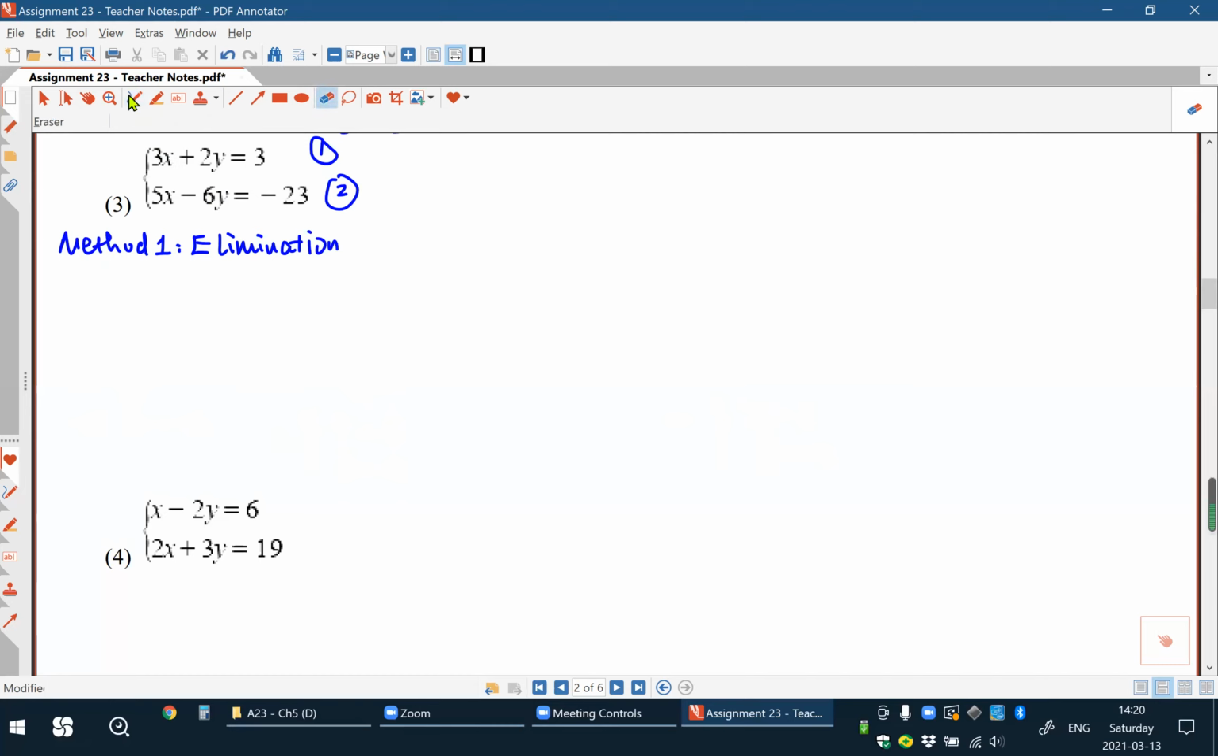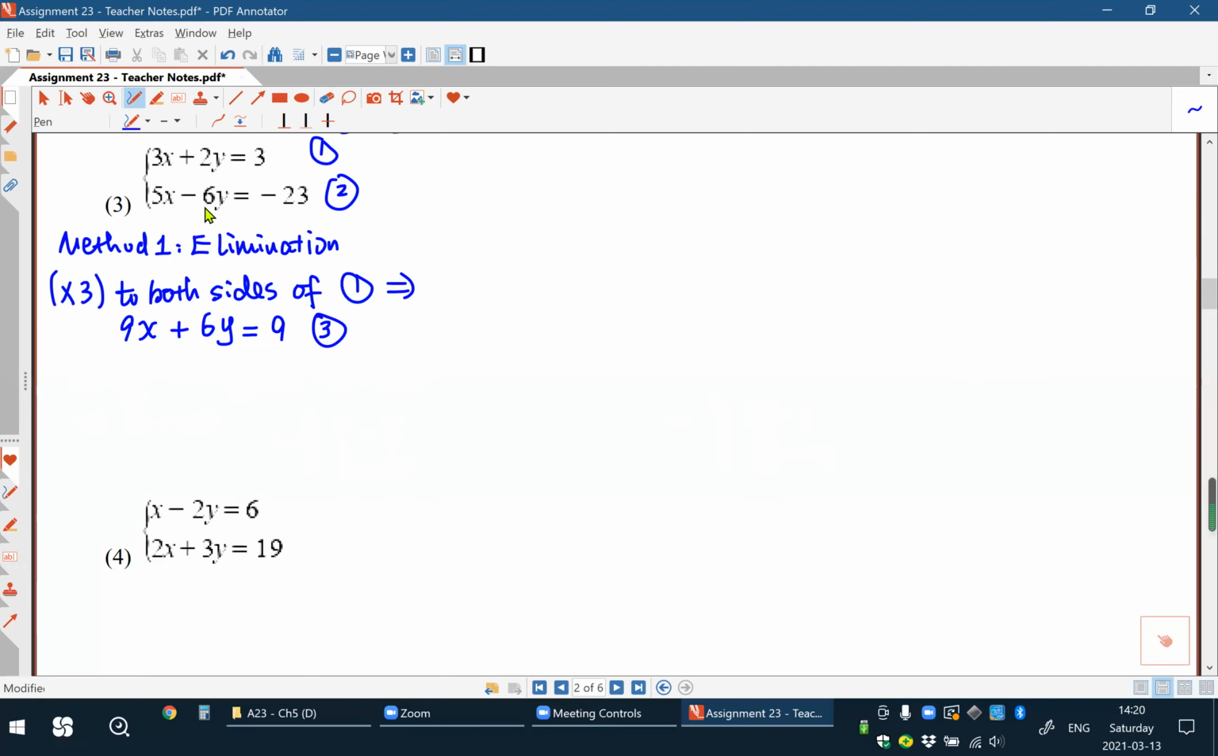So let's eliminate y because it seems easier, right? You have a positive sign and negative sign, so it's easier to eliminate y. So let's times a 3 to both sides of equation 1, and then you will get 9x plus 6y equals 9, right? And let's label it with 3.